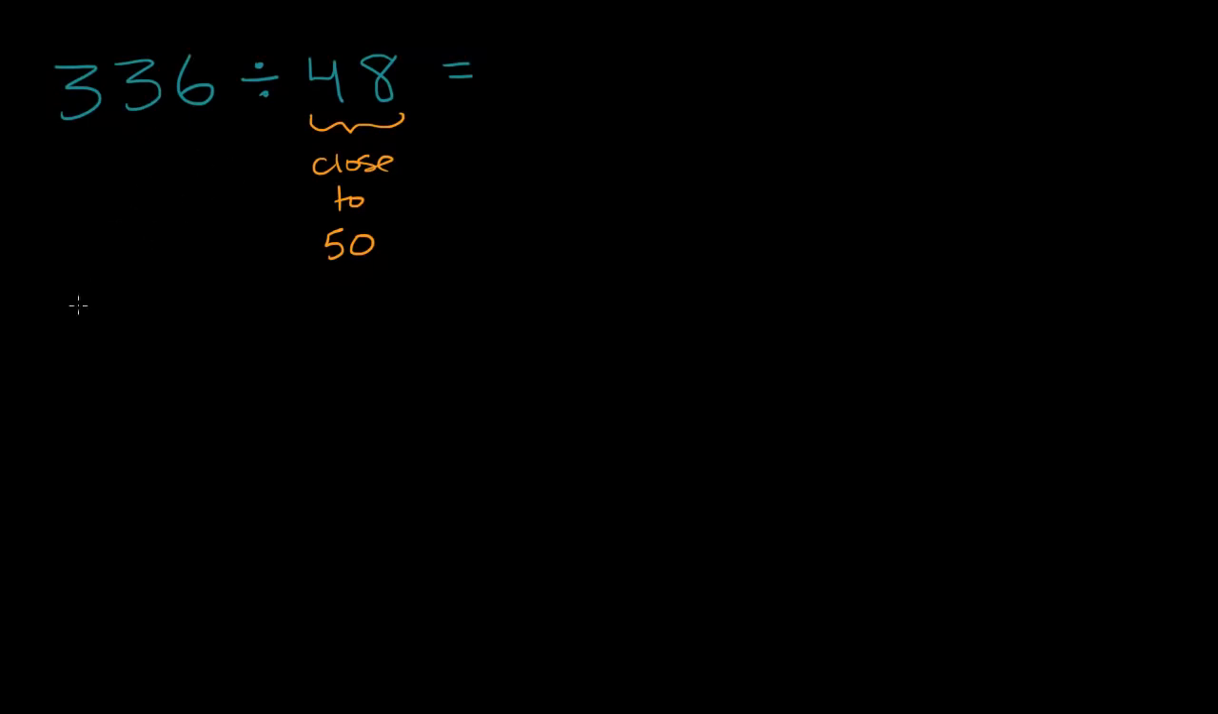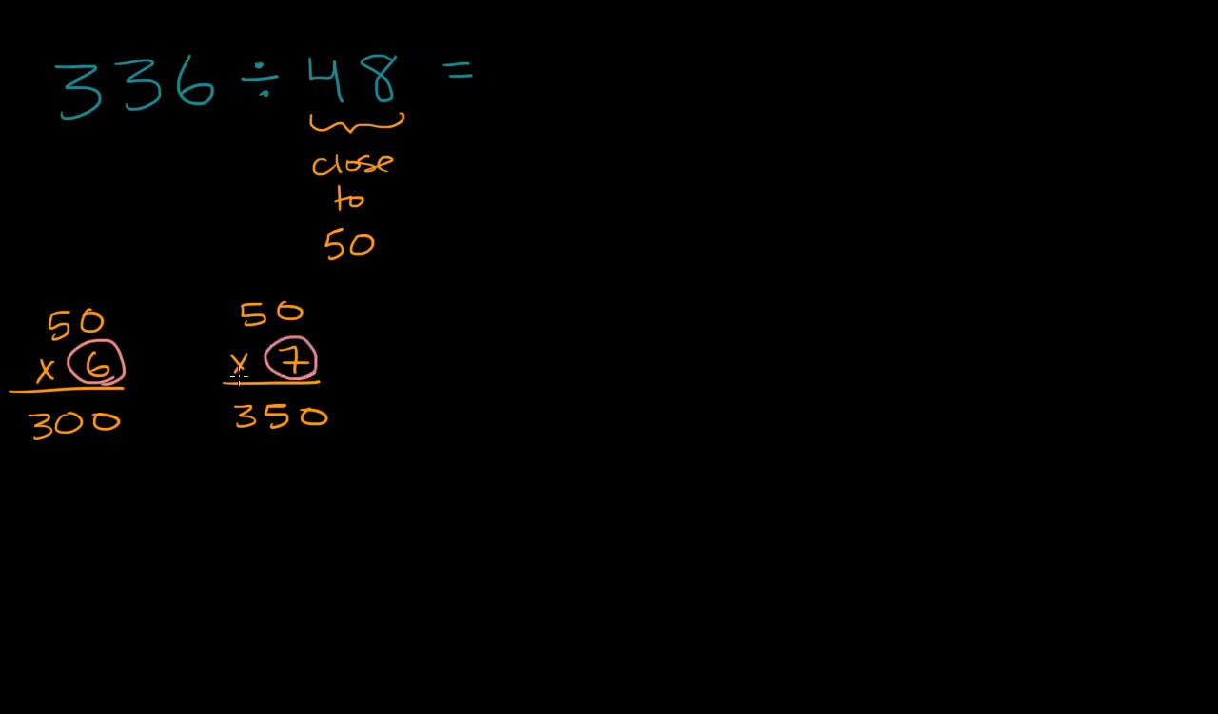And so let's think about this. Actually, let me write these things down. 50 times 6 is the same thing as 5 times 6 times 10, which is 300. 50 times 7 is going to be 350. 5 times 7 is 35, and then you're multiplying that by 10. But this number is someplace in between 300 and 350. So my candidates for what this is going to be are 6 or 7. And what I would do is try out each of them.